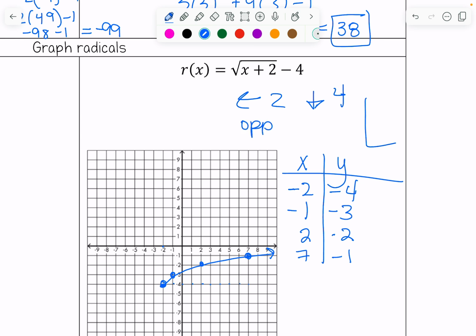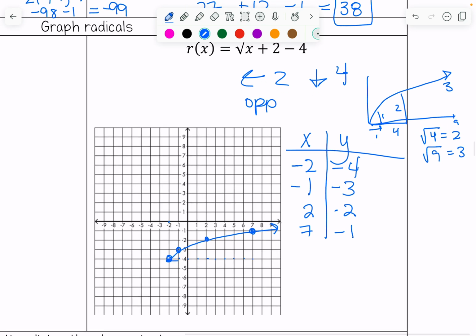Now remember, when we were doing our radicals from the first part, we went over 1, up 1. Then we went over 4, up 2 because the square root of 4 is 2. And the square root of 9 is 3, so we went over 9 and up 3. So for this one, it's the same. We're going to go over 1 up 1, over 4 up 2, over 9 up 3.